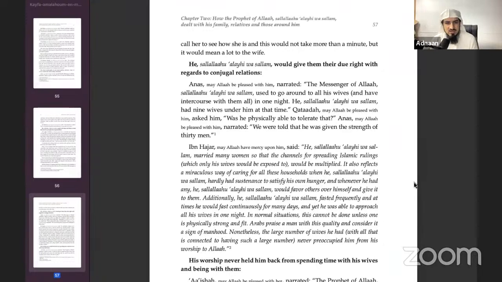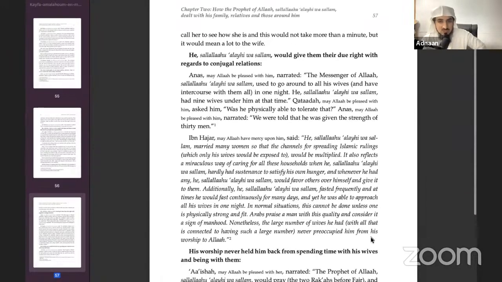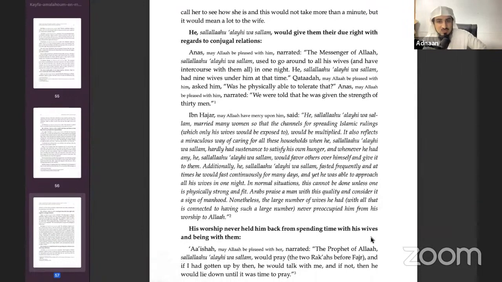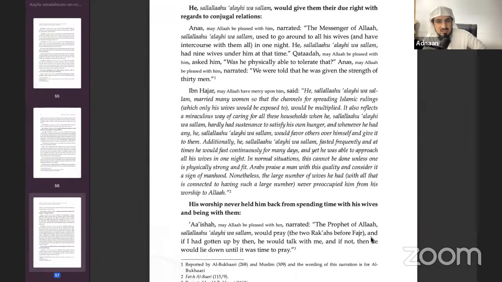It also reflects a miraculous way of caring for all these households when he sallallahu alayhi wasallam hardly had sustenance to satisfy his own hunger. And whenever he had any, he sallallahu alayhi wasallam would favor others over himself and give it to them. Additionally, he fasted frequently, and at times he would fast continuously for many days. That's called wisal. That was only for the Messenger sallallahu alayhi wasallam, where he could fast without breaking his fast. And yet he was able to approach all his wives in one night. In normal situations, this cannot be done unless one is physically strong and fit. Arabs praise a man with this quality and consider it a sign of manhood.